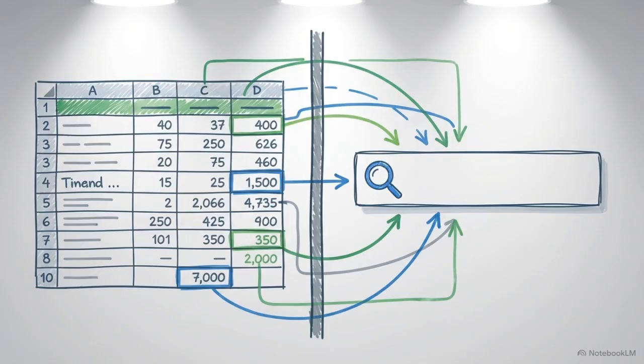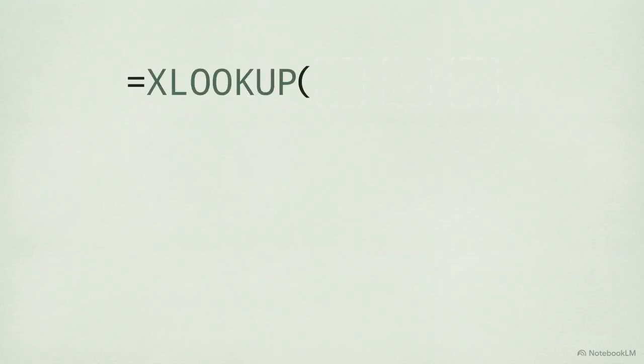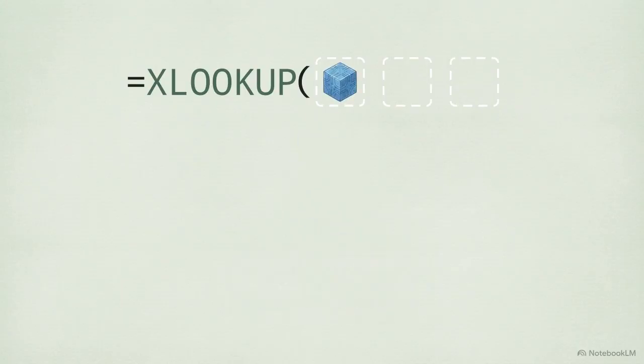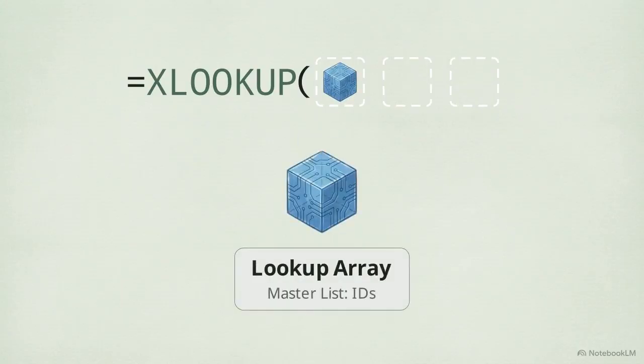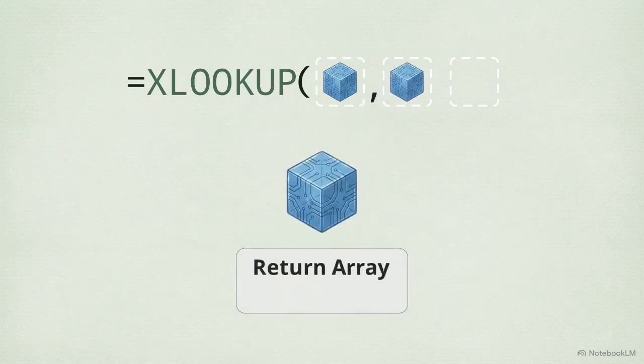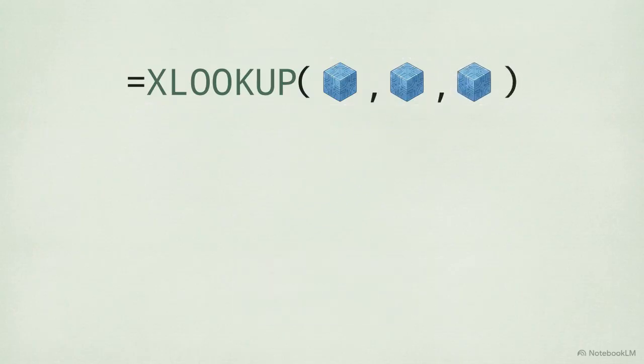We start by separating the workspace. On one side, we have our raw employee directory table. On the other, a blank search interface. Type equals XLOOKUP. This engine requires 3 inputs. Step 1 is the lookup value, the specific cell where you type an employee ID. Next, map the lookup array, the master column of employee IDs. Finally, select the return array holding the desired salary data.